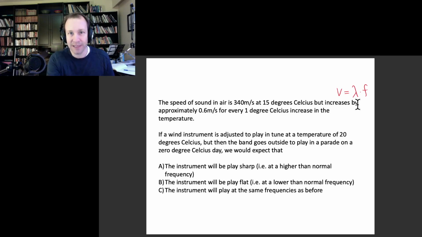If you forgot about the change in the speed of sound, you might think that the instrument getting cooler would shrink and the frequency would go up. Okay, but actually the speed of sound effect is a much bigger effect here. And so in this case, the question tells us that as you cool things down, the speed of sound decreases. And so according to this formula, assuming the wavelength doesn't change very much, the frequency is going to decrease. So the instrument will play flat.